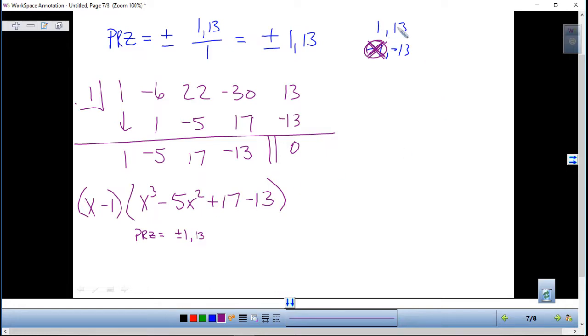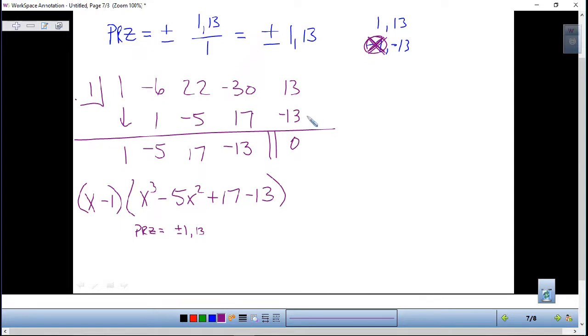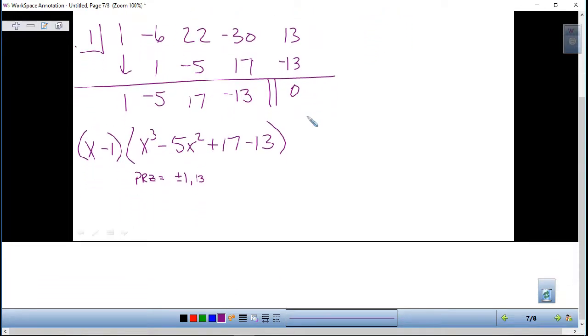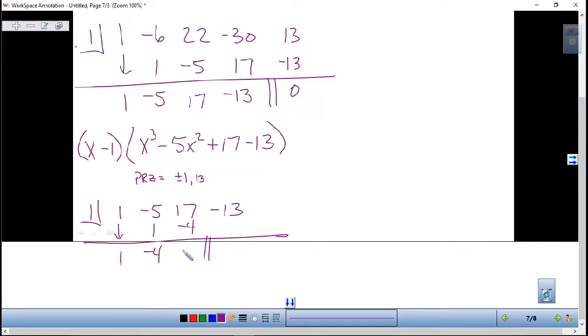All right, so we're down to 1, 13, and negative 13. Let's go ahead and get the 1 out of the way while we're at it. And I'm going to come back and show you a little trick on how I do this, just to keep it continuous. But I'm going to go ahead and work it first. So you got 1, and you got 1, negative 5, 17, and negative 13. And you're going to drop the 1, 1, 1, negative 4, negative 4, and looky here, 13, 13, and 0. So 1 did actually work twice.